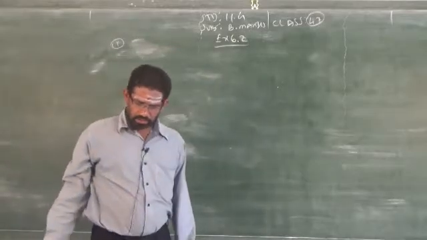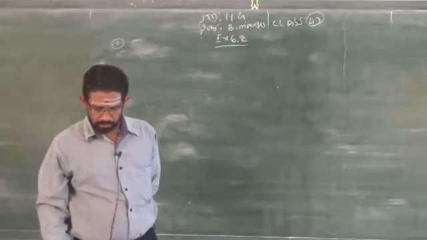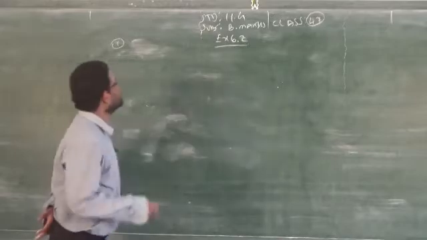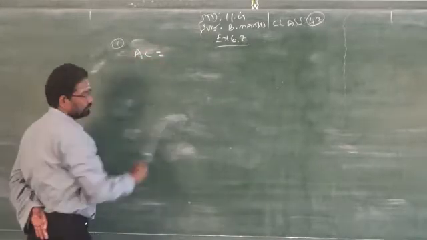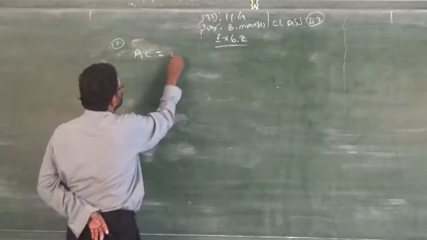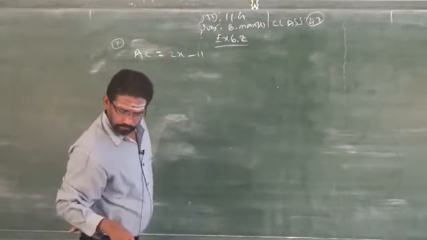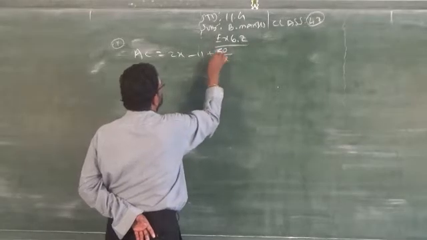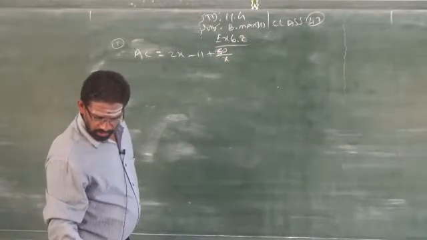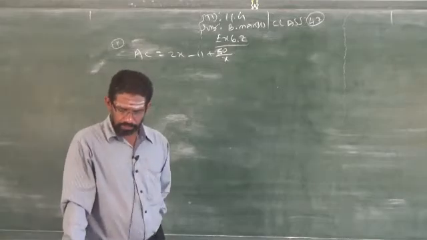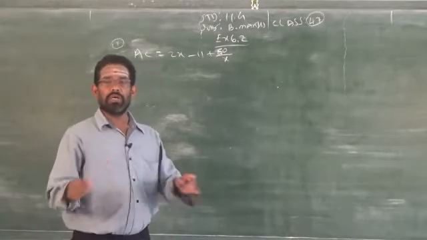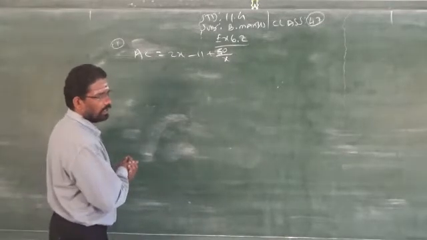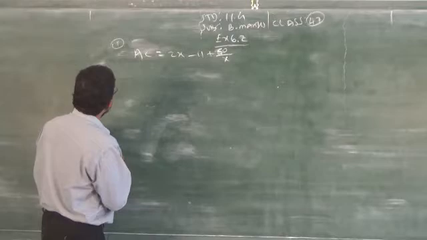The average cost function associated with producing and marketing x units of an item is given by AC = 2x − 11 + 50/x. Find the range of values of the output for which AC is increasing. Now you have to prove whether that average cost is increasing or not. So what is the rule?